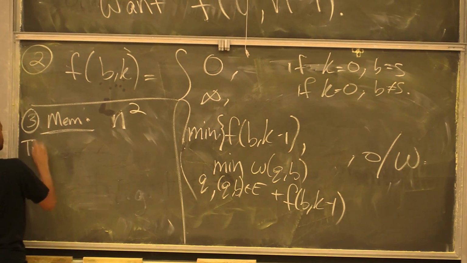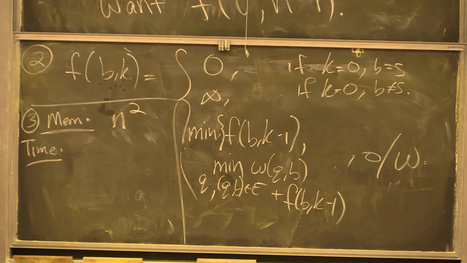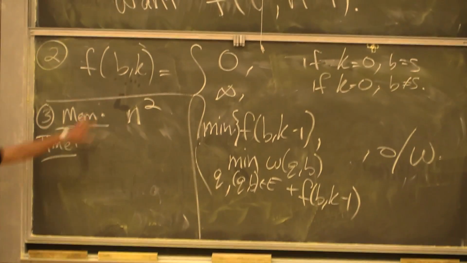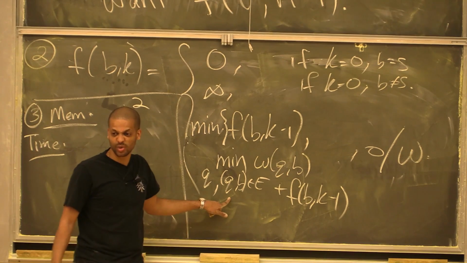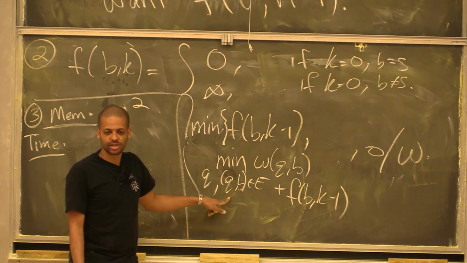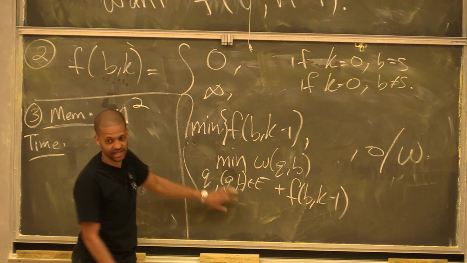What's the time? So naively, you could say, again, there are n squared possible inputs. For each input, I have to loop over all the q's. There are at most n q's. So I could get n cubed, n squared times n.